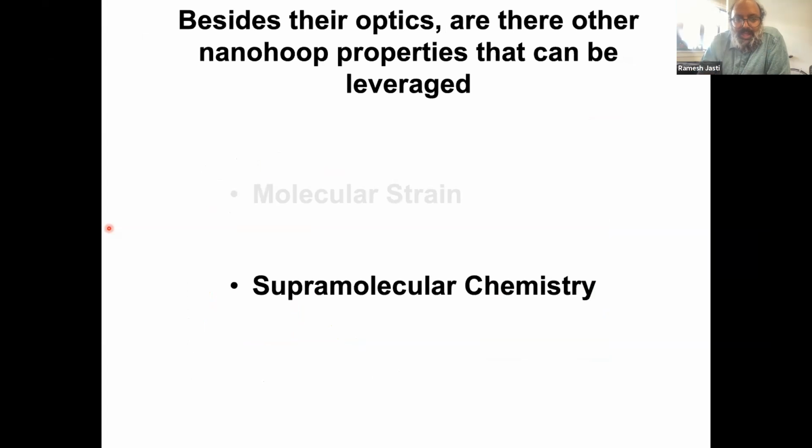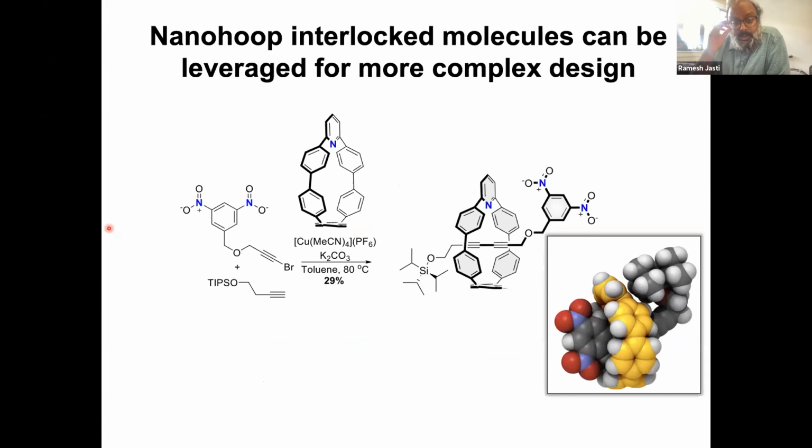So let me just show you the one last thing. Supramolecular chemistry. Again, most fluorophores are not macrocycles, right? So one way to add some function into these structures is to make mechanically interlocked molecules. Those are types of structures that are basically the simplest type of molecular machines, but you can add some function to these.